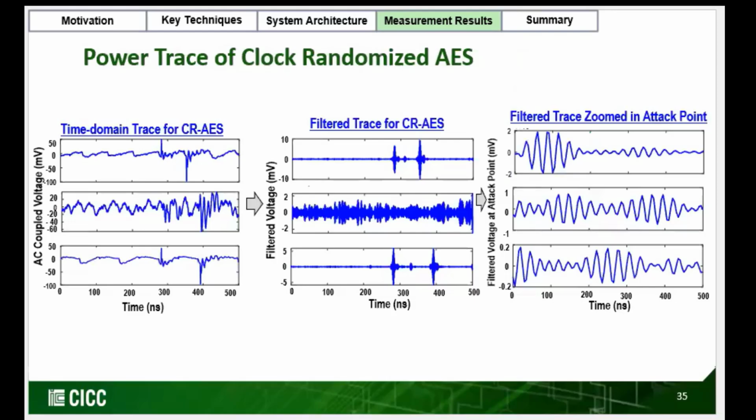This is the power trace of clock randomized AES. On the left side, you can see the time domain trace of the clock randomized one at different frequency. After that, it's filtered and we have zoomed in, and the zoomed in version is observed in the right side graph.